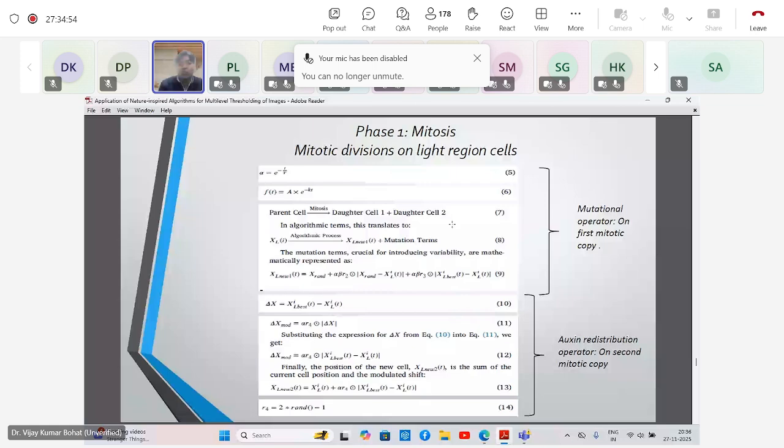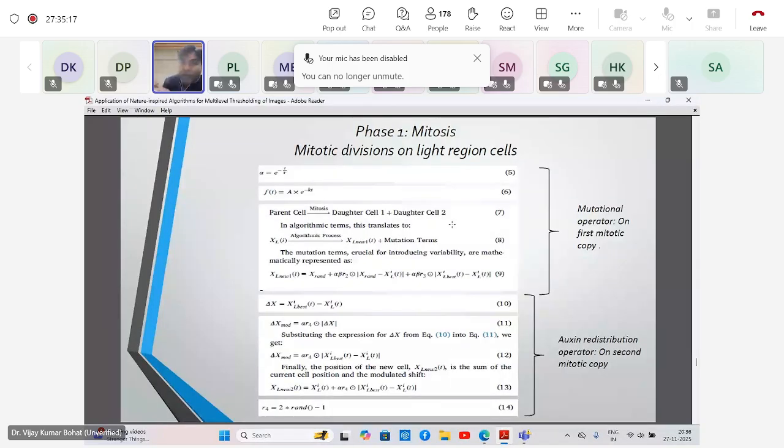Like in GWO, they are moving in the search space with respect to X alpha, X beta, X delta. In this algorithm, all the light region cells generate two new positions for themselves, two new cells. Every cell gives birth to two daughter cells. What are the phenomena? First is mutation.